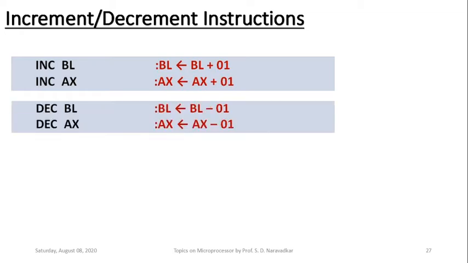Similarly, decrement. Two instructions are shown here, instruction number 3 and 4. Here decrement DEC BL. It is subtraction by 1. So BL minus 1 copied to BL. DEC AX, that is decrement 16-bit contents of register AX. It means AX minus 1, result is copied to AX. So these are the increment and decrement type of instructions which are applicable only to the contents of 8-bit register or 16-bit register.